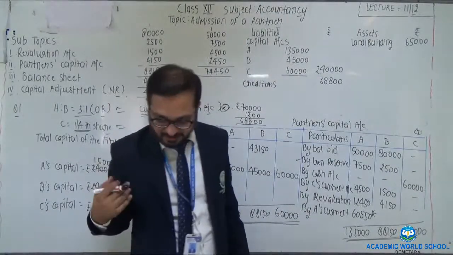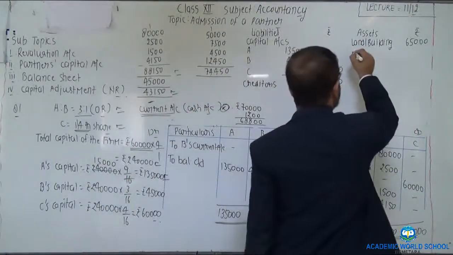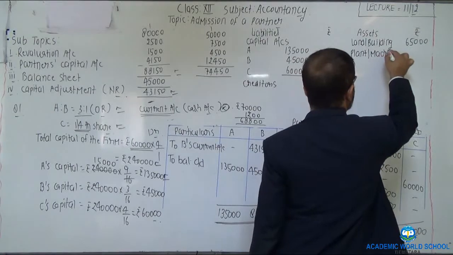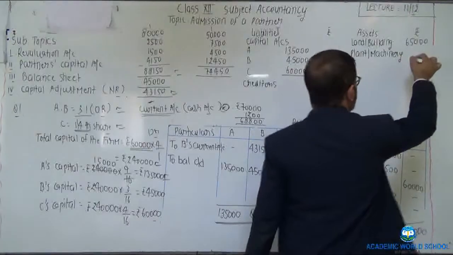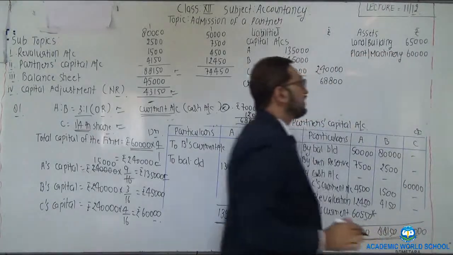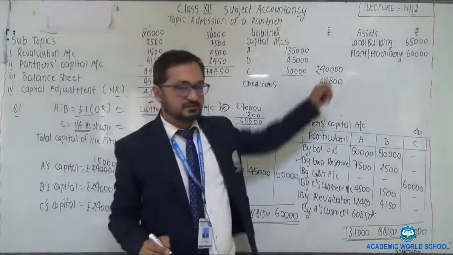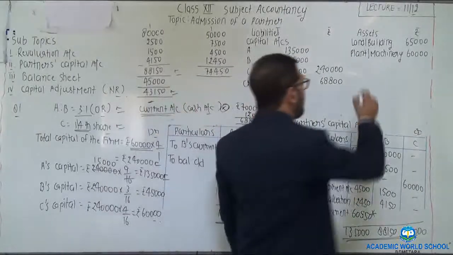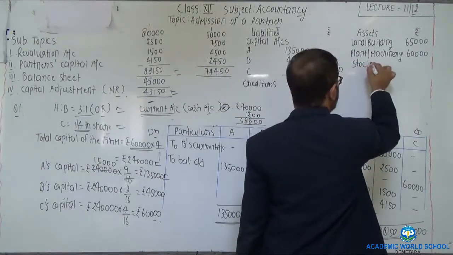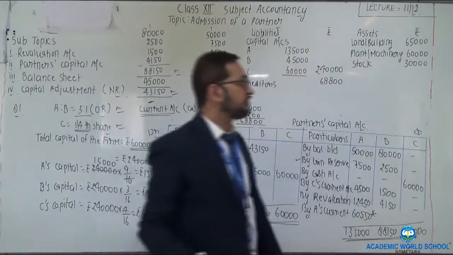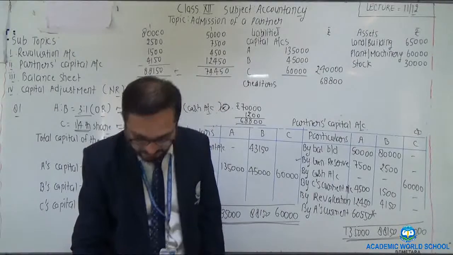After that, plant and machinery. Previously it was rupees 70,000 and there is a loss of 10,000 against plant and machinery. So 60,000 is the actual amount to be placed on the asset side. After that, stock is given, no adjustment was there. So 30,000 was the value, the same amount is to be placed.